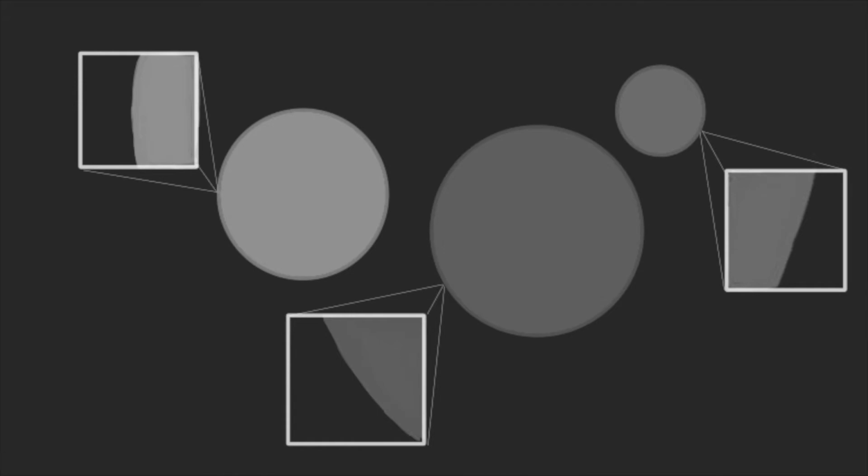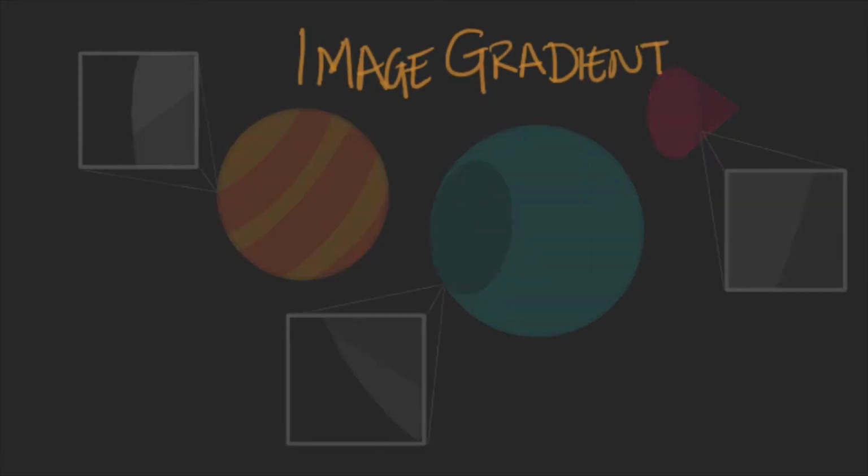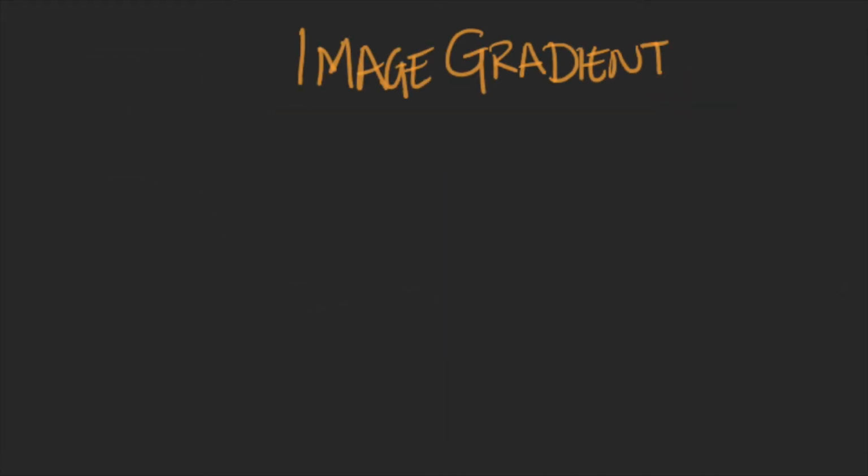However, we also need to take into account that not only edges can cause those changes. For example, dramatic changes in albedo, surface orientation, and illumination can also result in a dramatic change of brightness. Therefore, depending on the scene, we need to pay attention to those other possible causes. Calculating the image gradient can be a useful way to get those differences.